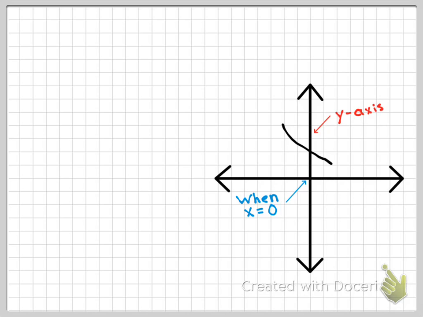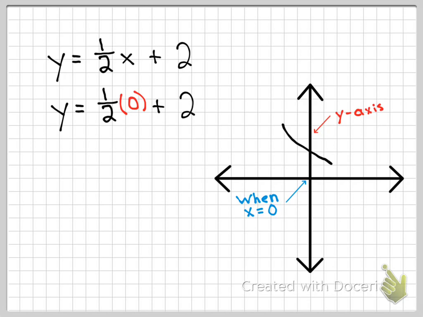So let's look at this one time and just see why this is actually true. If I have y equals 1/2 x plus 2, the y-intercept should occur when x equals 0. That's when that graph should cross the y-axis. So I'm going to plug in 0 for x, and I get y equals 1/2 times 0. And 1/2 times 0, or anything times 0, is just nothing. So I get y equals 2. And that is my y-intercept.